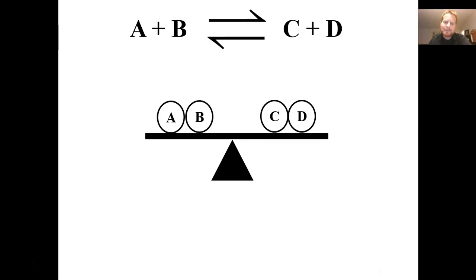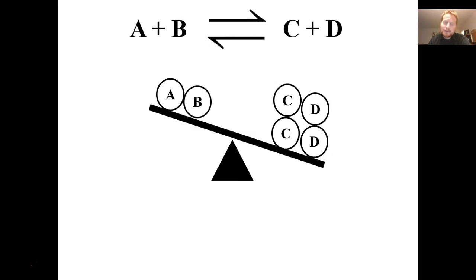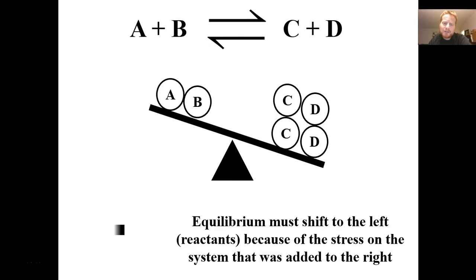So then what happens if we add more products, more C and D? Well, as you can imagine, the seesaw will at first be tilted, but the correction, the answer, is that the equilibrium will have to shift to the left in order to correct the seesaw, because of the stress that we added to the right. So remember, equilibrium shifts to the opposite side of the side that you added to.